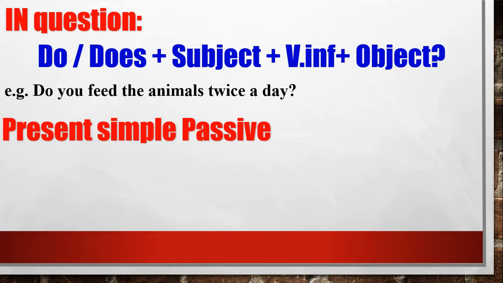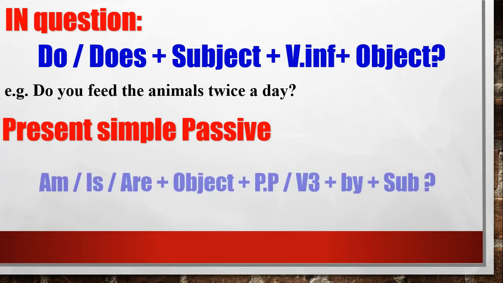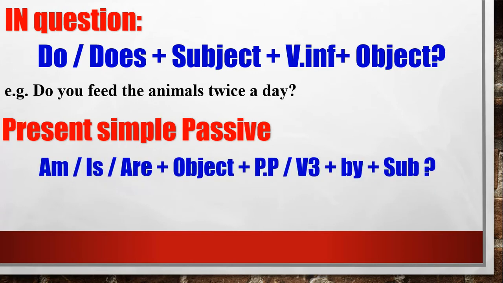To change the sentence in the question to the passive, we start the sentence by using verb to be. Instead of do and does, we use am or is or are. Then we use the object. Don't forget, you must change the verb to the past participle form. After that, we use by plus the subject.